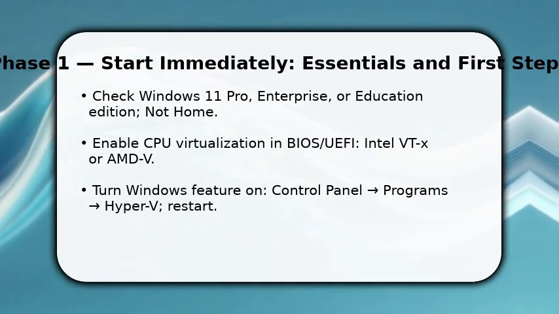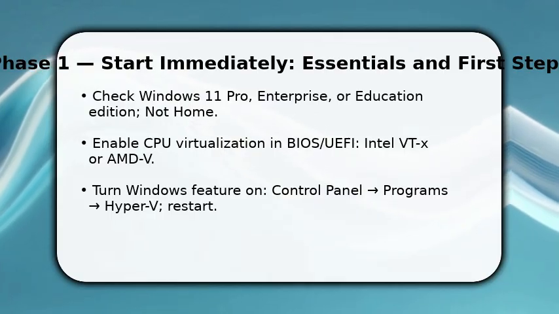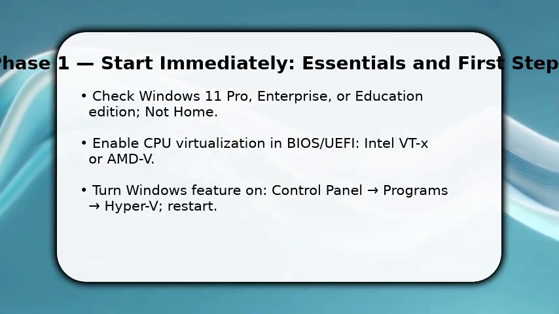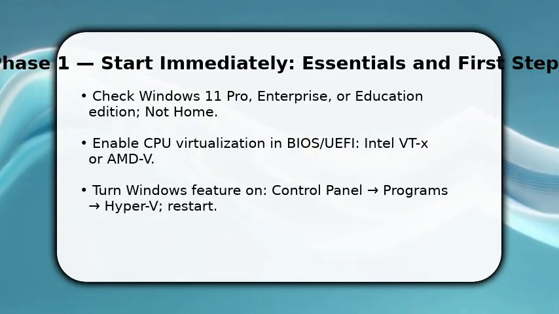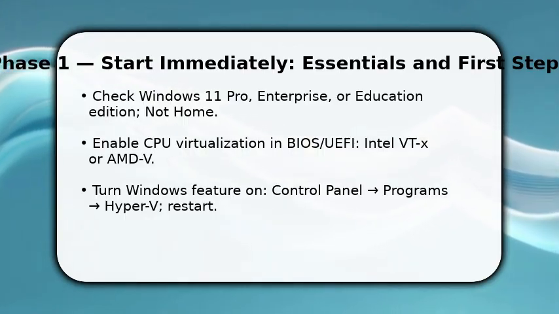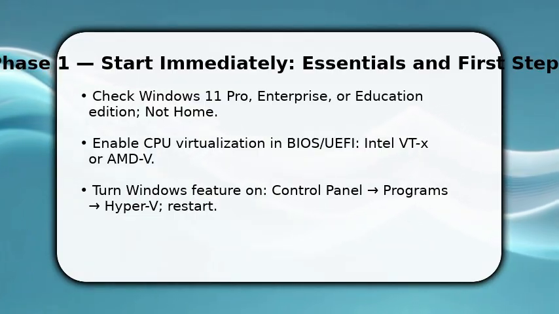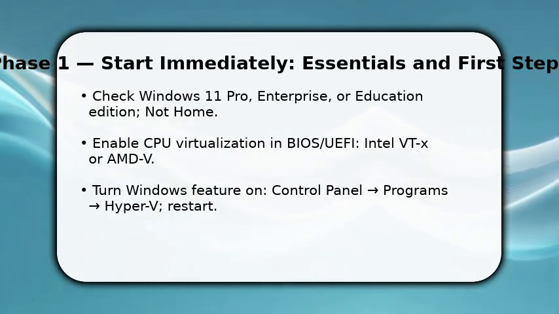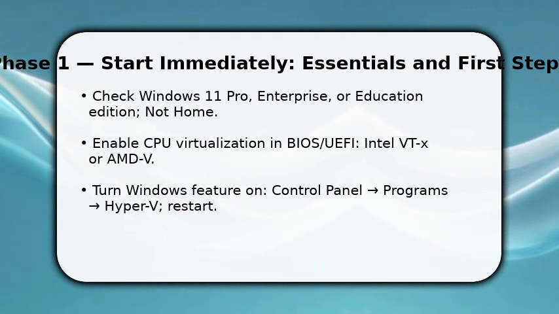Once done, open Control Panel, go to Programs, then turn Windows features on or off. Check Hyper-V, Hyper-V Management Tools, and Hyper-V Platform. Make sure to hit OK and allow the system to apply changes. This installs core services. After the restart, you'll have the Hyper-V tools available to continue creating virtual machines.